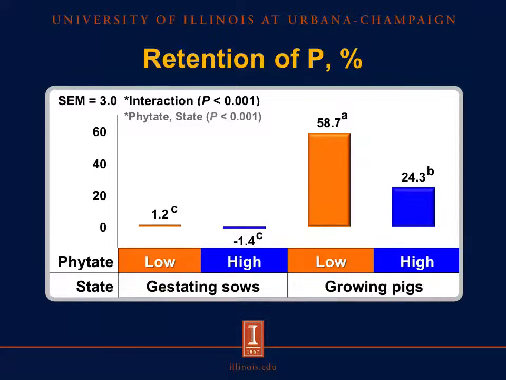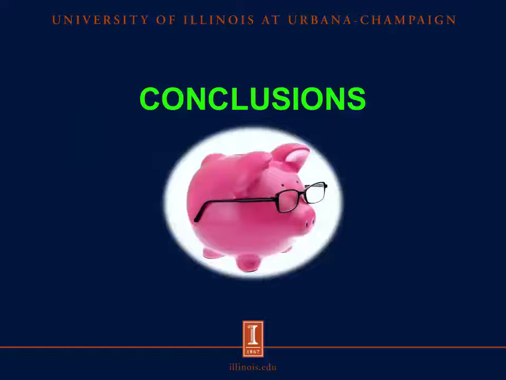Basically, a similar story was observed for the retention of phosphorus. Phosphorus retention by growing pigs fed the low phytate diet was greater than if they were fed the high phytate diet, but the phosphorus retention rate by gestating sows was not affected by phytate level. Regardless of dietary treatment, gestating sows had reduced retention of phosphorus compared with growing pigs, and the values were almost zero. Let me draw some conclusions.